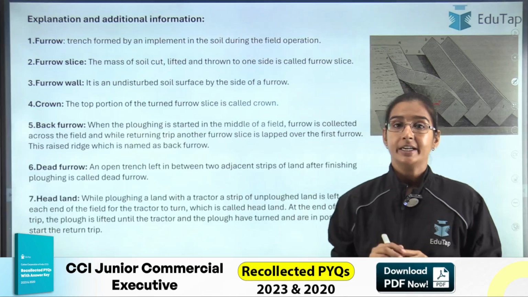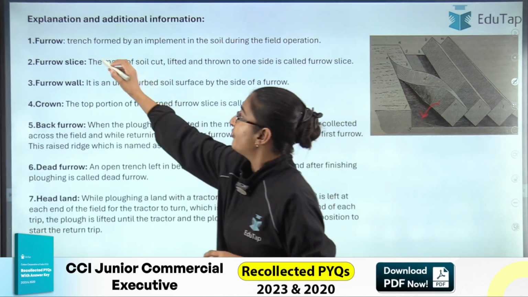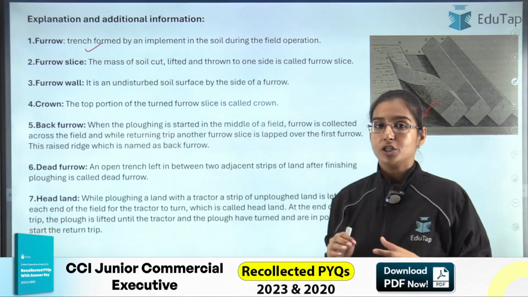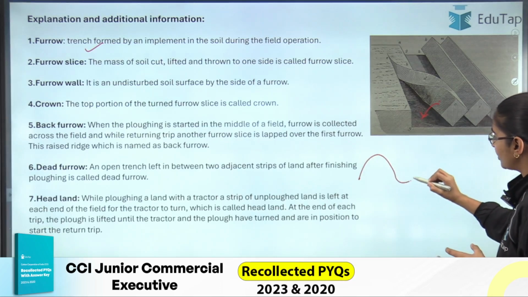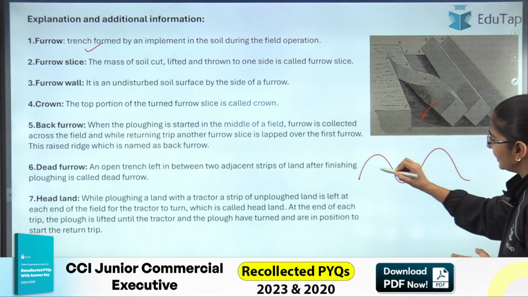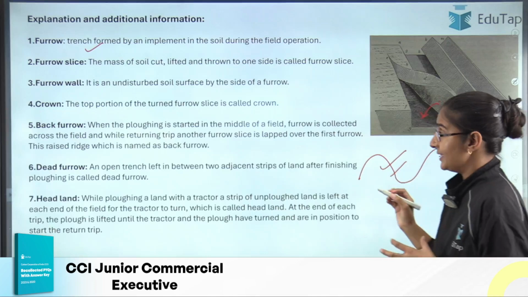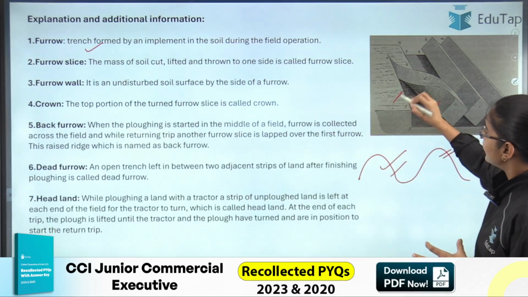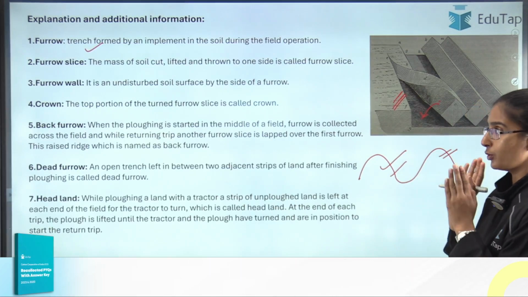Now there are certain terminologies related to plowing which you have to know. The first is the furrow. See, the furrow is the trench which is formed by the implement, right? So after plowing, you will get a structure something like this. So these are the furrows, right? Then you have the furrow slice, right? The mass of soil which is left undisturbed because of the furrowing is known as the furrow slice.